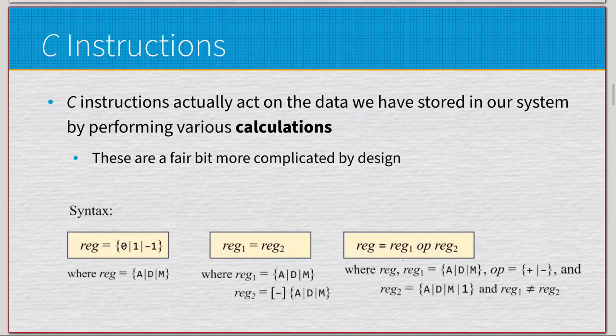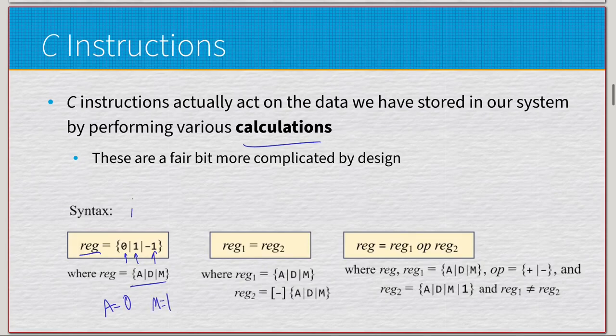Now, the next type of instruction, the C instruction, which is used to do calculations, computations, however you want to view it, are a good bit more complex. There's a lot more versatility in what they do, but they are always tied to computations from the ALU. So, if we take a look at the syntax for these, we have register of A, D, and M be equal to the constant values of 0, 1, and negative 1.